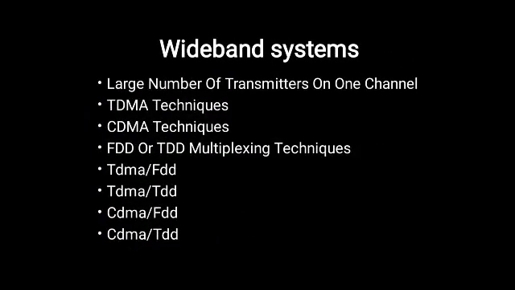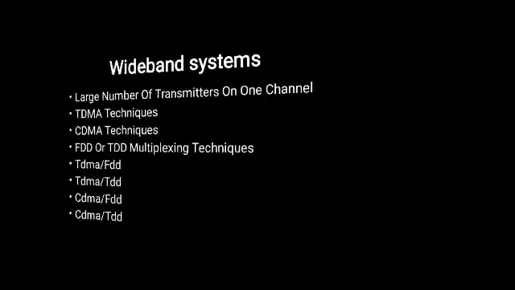Next we are going to the wideband system. When we discuss the narrowband system, we use only FDMA and TDMA. For the wideband system, a large number of transmitters use one channel. They use TDMA technology or CDMA technology. When using TDMA with FDD or TDD, we have TDMA FDD and TDMA TDD. When they use CDMA technology, then we have CDMA with FDD and CDMA with TDD. Based on the duplexing, we also have two separate branches.